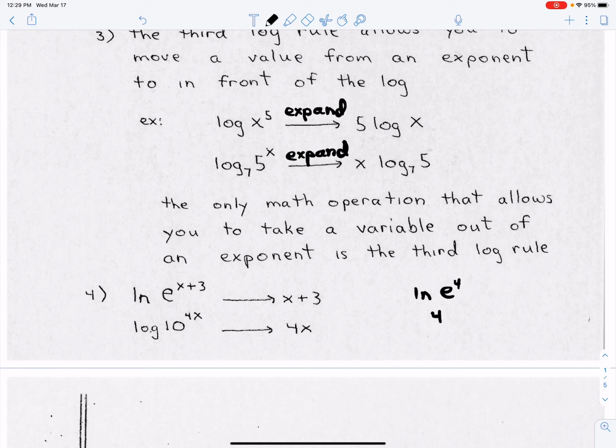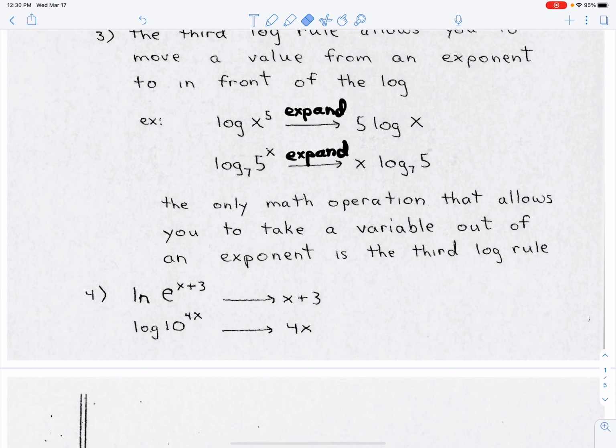Well, how about if I said this? The natural log of e to the 4 plus x. The exponent's 4 plus x, because the bases are still the same. So the natural log of e to the x plus 3 power is just x plus 3. We don't need the natural log of e after it. We're not using the third log rule here.